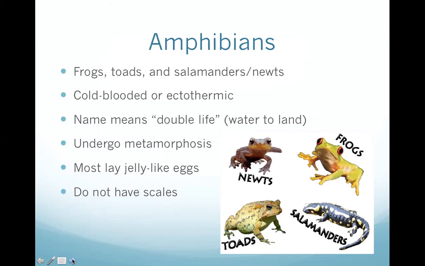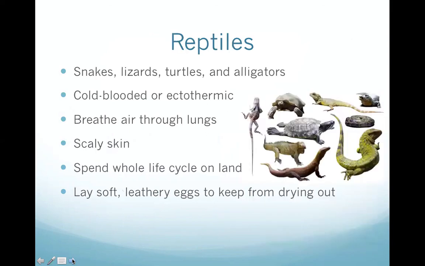Amphibians, most of them lay jelly-like eggs, which makes sense, right? They start their life in water, so their eggs are going to be kind of jelly-like. And they do not have scales. So kind of interesting, amphibians get most of their oxygen through their skin. They're breathing with lungs, but most of their oxygen is coming in through their skin.